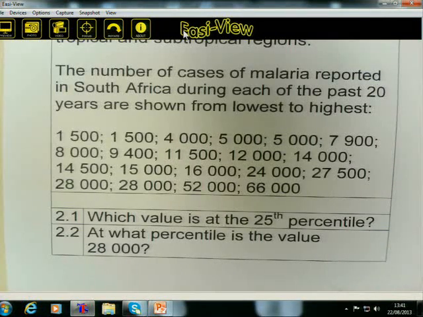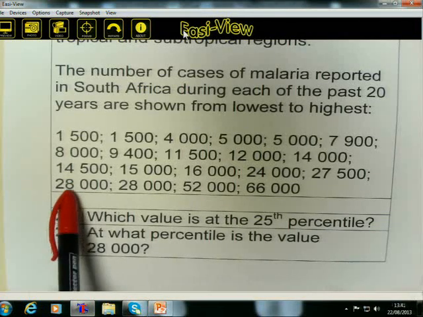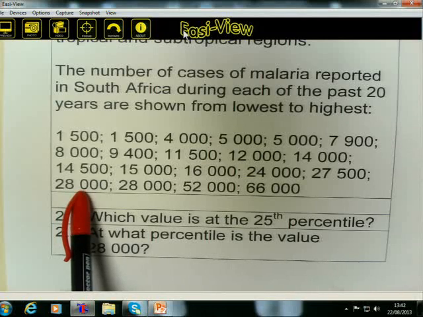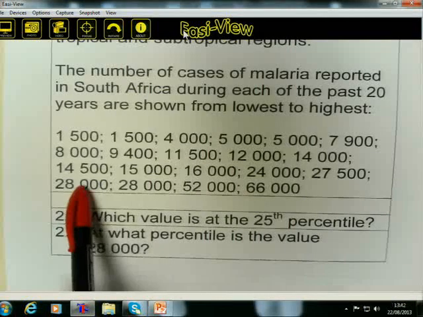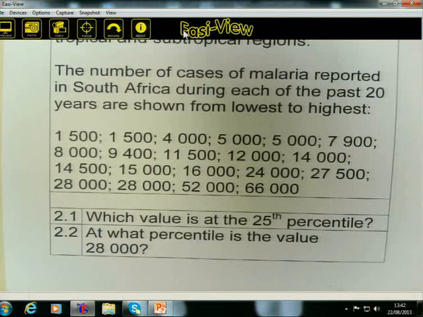And then 2.2, at what percentile is the value 28,000? I'm sure you can see 28,000 in our data set. And remember, our data set is arranged from lowest to highest. So at what percentile is the value 28,000? I'll give you just a few minutes. It's only two questions, grade 12s. Look at this and try to find the answer, and then we can see how we will be able to calculate those answers.